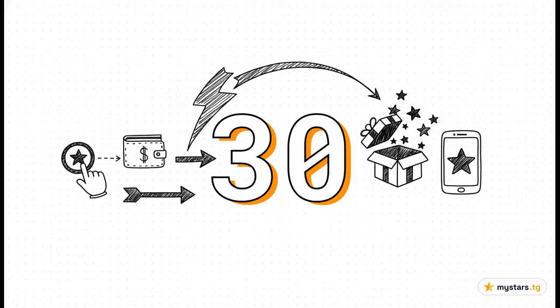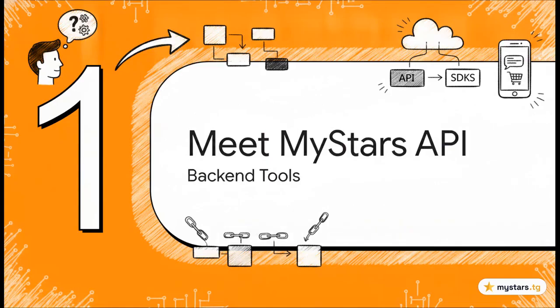To finish off these rapid-fire stats, I've got one final real game-changer of a metric for you, 30. It takes an average of just 30 seconds for the Telegram stars to be delivered end-to-end, from the moment the user taps the bot and their wallet signs a transaction to the exact second those stars land directly in their Telegram account. Just half a minute. This kind of speed is absolutely crucial because in digital commerce, we all know that friction and waiting are the ultimate conversion killers.